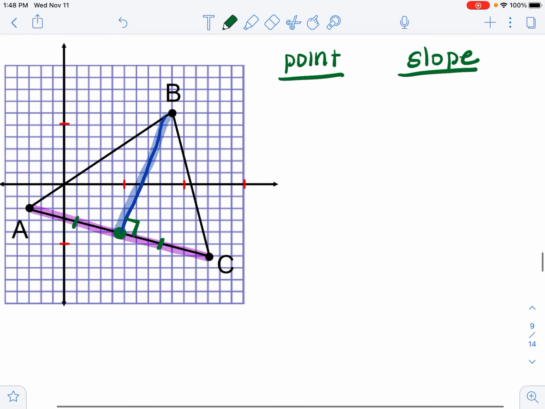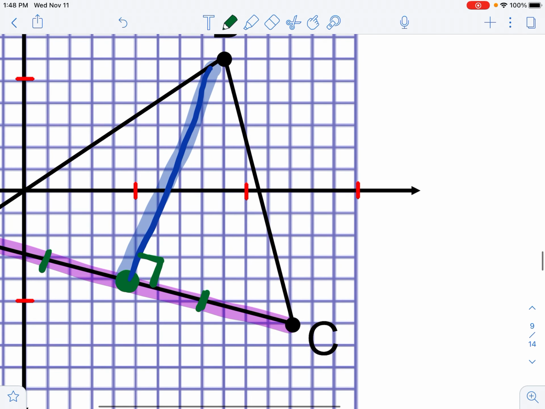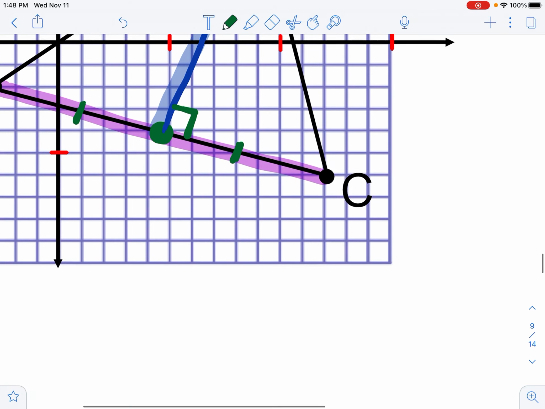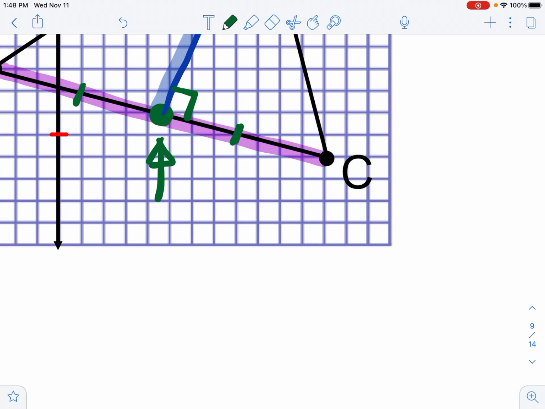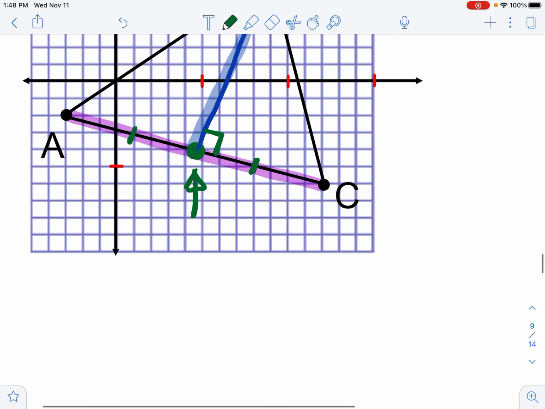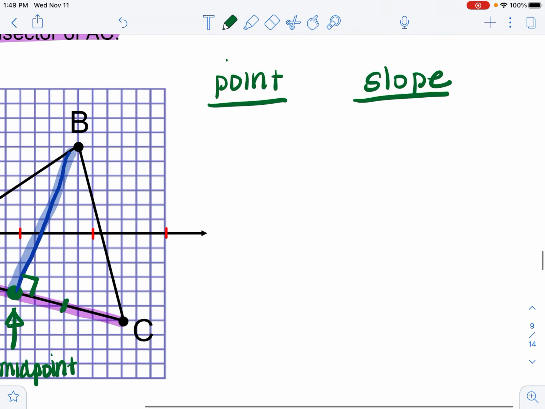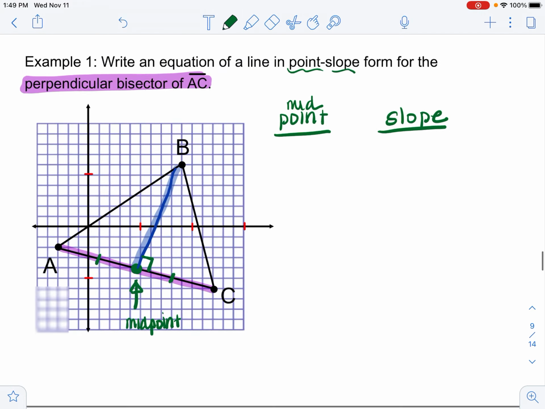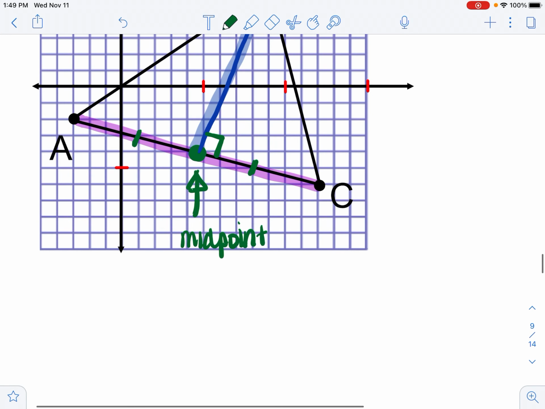So let's talk about a point. I need a point on this blue line. Now, this point is not on the blue line, okay? But a point that is on the blue line is this point right here. What's so special about that point? It's the midpoint. So we have to find that midpoint. So I'm actually going to write midpoint right here. That's the midpoint of AC.